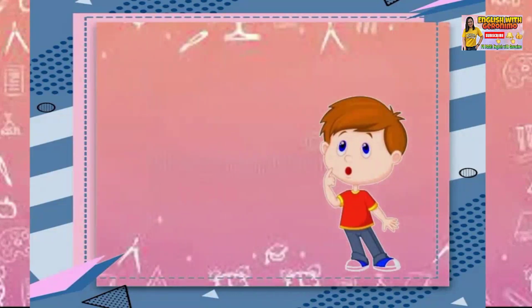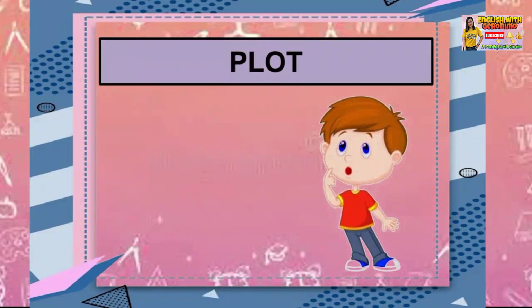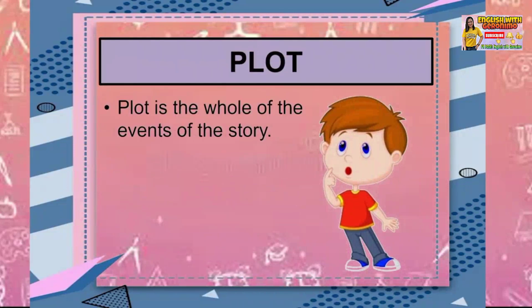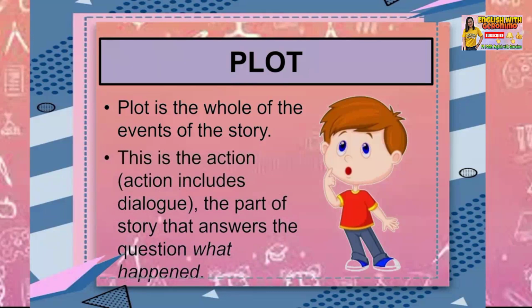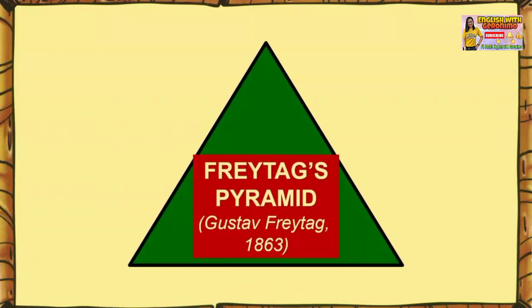The last element to discuss is the plot. This is the whole of the events of the story. This is the action, which includes dialogue, the part of the story that answers the question, what happened? In analyzing the plot deeper, we need to look into the Freytag's Pyramid, which was devised by the German novelist Gustav Freytag in 1863. The Freytag's Pyramid explains the 5 parts of the plot.